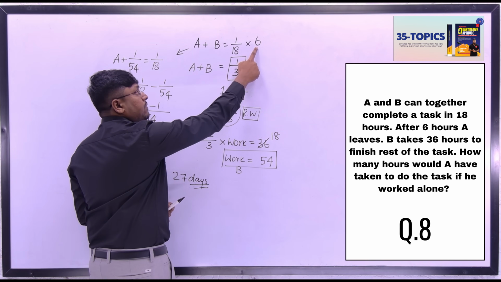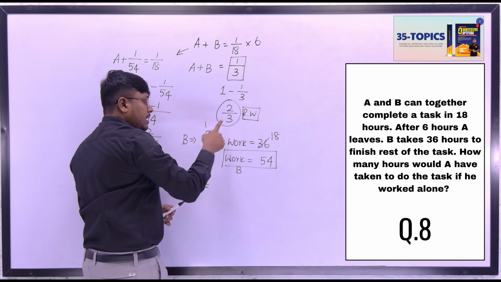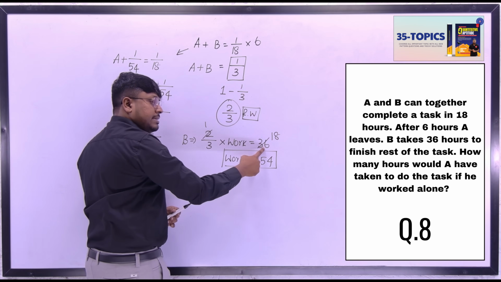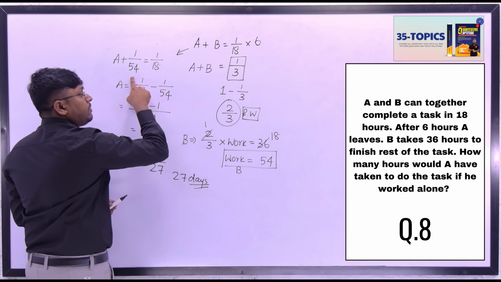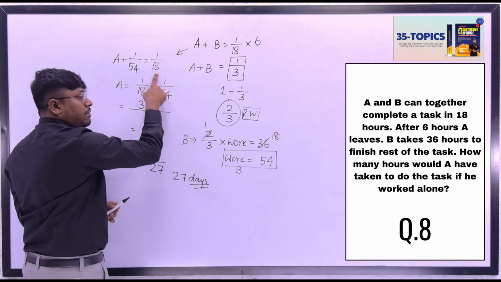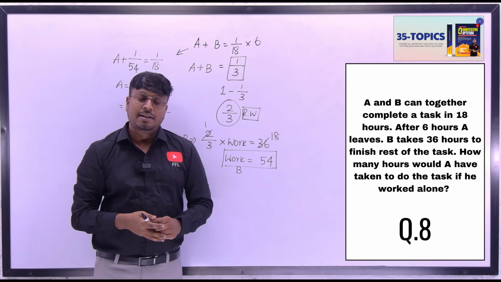Both the persons worked for 6 hours, so 6 hours of work is done. The remaining work was done by B in 36 hours, so B alone takes 54 hours. So we know B will be 1 by 54, A will be 1 by, total work will be 1 by 18. So A will be 2 by 54, which is 1 by 27 hours.